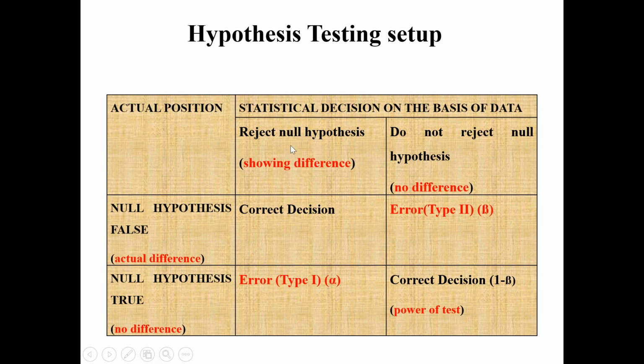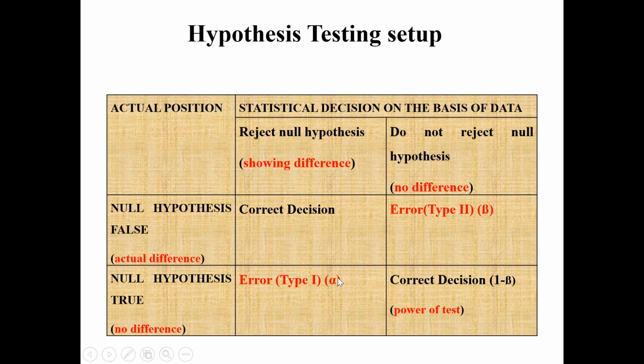Now, coming to the other situation, I am rejecting the null hypothesis. That means the test of significance is showing that there is some difference. But actually there is no difference in this second condition. The test shows that there is a difference when there is none. So another error is committed, which is known as type 1 error or the alpha error.